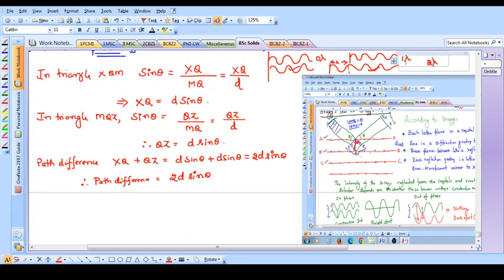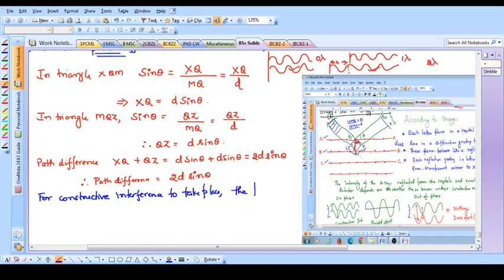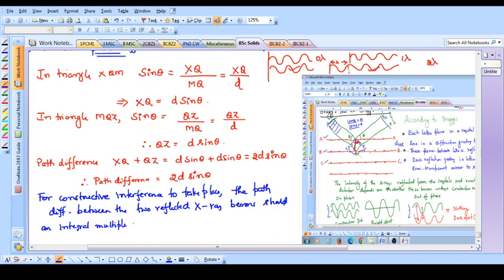So if I generalize this statement, I can say that for constructive interference to take place, the path difference between the two reflected X-ray beams should be an integral multiple of wavelength lambda, that is n lambda.